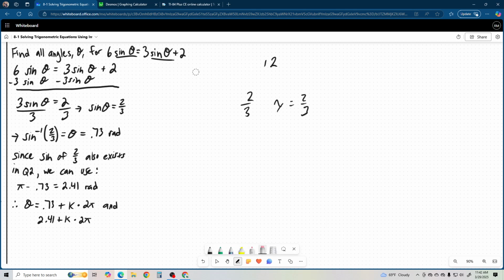So if we go into our problem here, we have 6 sine theta equals 3 sine theta plus 2. Well, let's subtract 3 sine theta from both sides, and that's going to leave us with 3 sine theta equals 2, right? Divide by 3, and we get sine theta equals 2/3. Now, once we get here, in order to get what theta is, we have to take the inverse sine of both sides. So if we take the inverse sine of sine, that cancels out. And then the inverse sine of 2/3 is, well, it's the inverse sine of 2/3, right? That's what we can plug into our calculator.